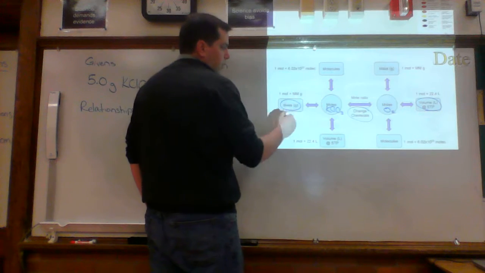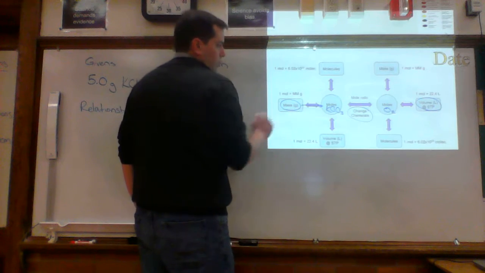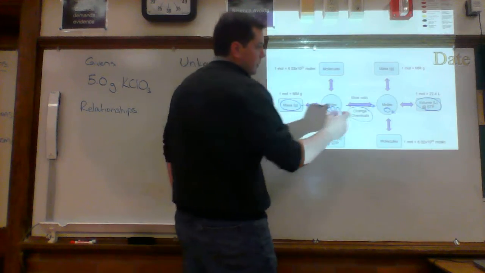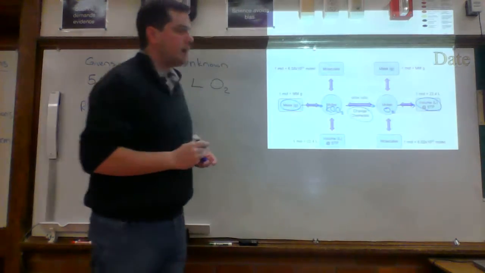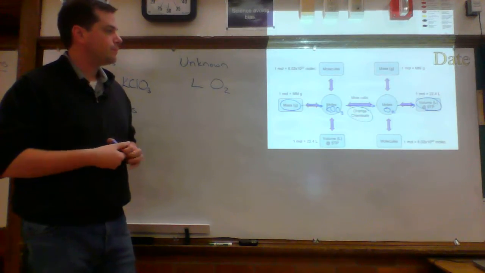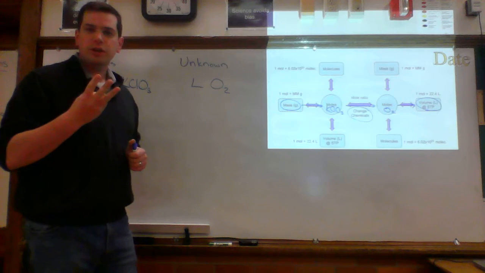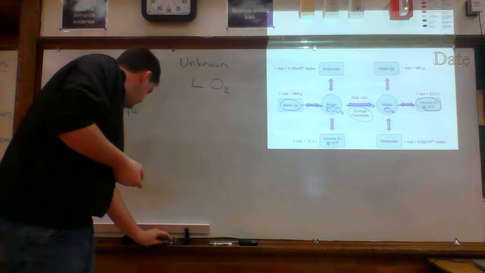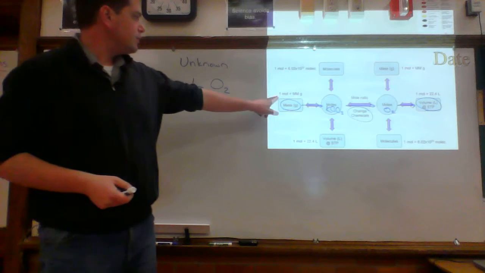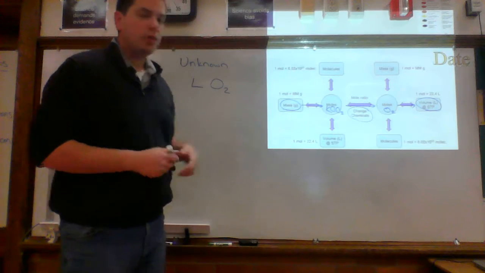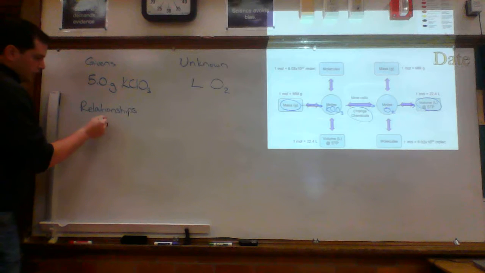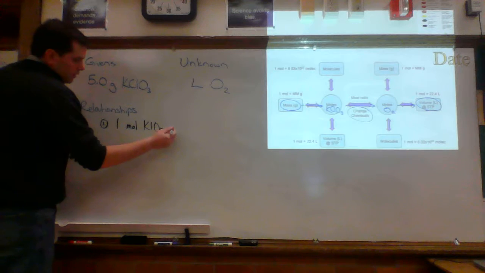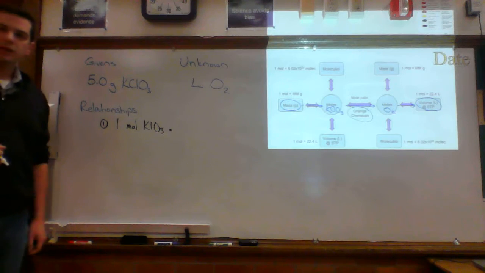In order to do this problem, I have to start here and I have to go across one arrow to get moles. I have to do a second arrow for my mole ratio, and I have to travel across another arrow to get liters at STP. So that's going to be 3 relationships. Each arrow on the diagram represents a relationship. So let's write them out. This relationship, to go from mass to moles, I'm going to need the molar mass. So relationship 1, 1 mole of KClO3 equals, well, I'm going to need the molar mass.